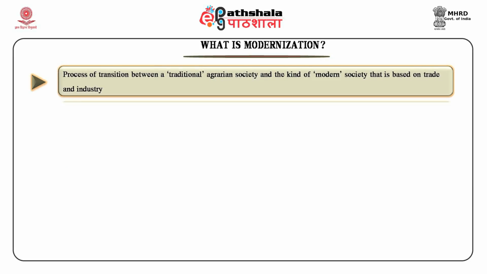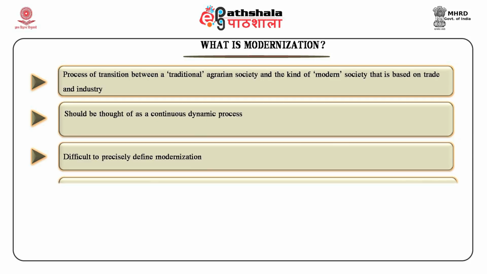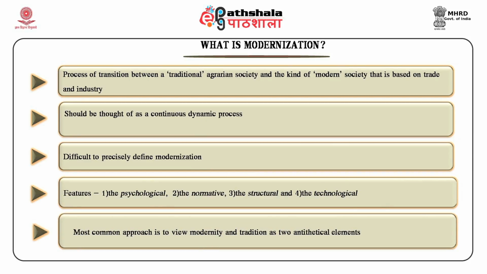What is modernization? The term modernization generally refers to the process of transition from a traditional agrarian society to the kind of modern society that is based on trade and industry. Thus, it should be thought of as a continuous dynamic process rather than a single state. However, as a singular concept, it is difficult to precisely define modernization.